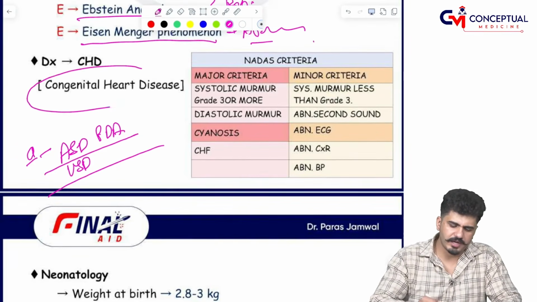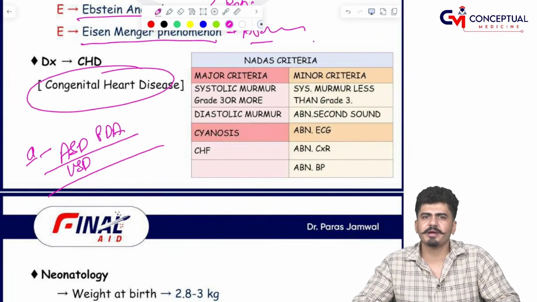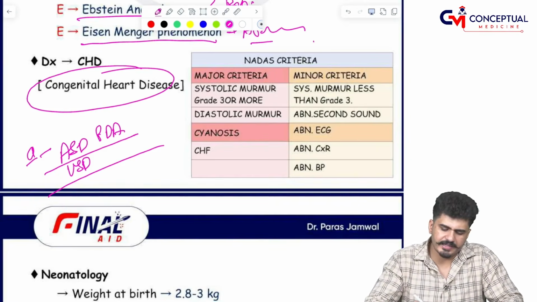Now, sir, congenital heart disease is diagnosed with the help of Nadas criteria. Nadas has major criteria and minor criteria. Sir, what do the major criteria say?